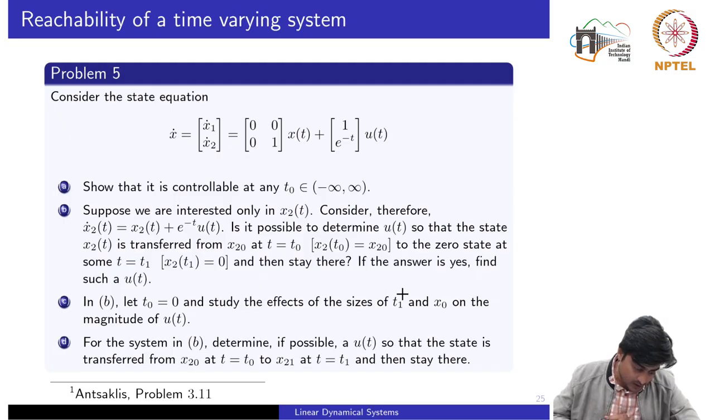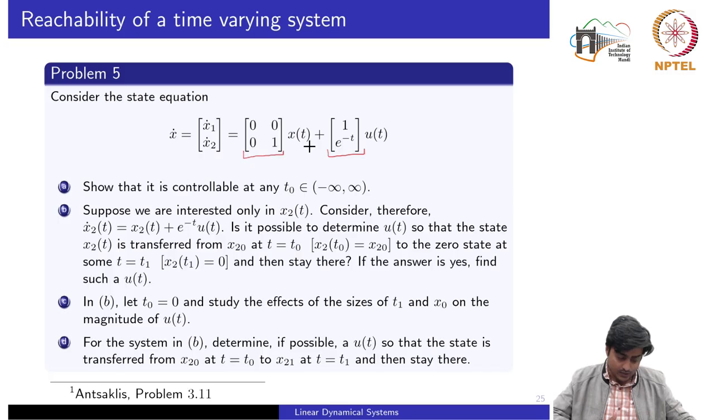Problem 5 deals with the reachability of a time varying system. So given an LTV system with an A matrix, which is a constant matrix, but the B matrix is a time varying matrix because of the inclusion of the exponential term. The first part is that we need to show that it is controllable at any time t0. The parts b, c, d we'll discuss one by one.